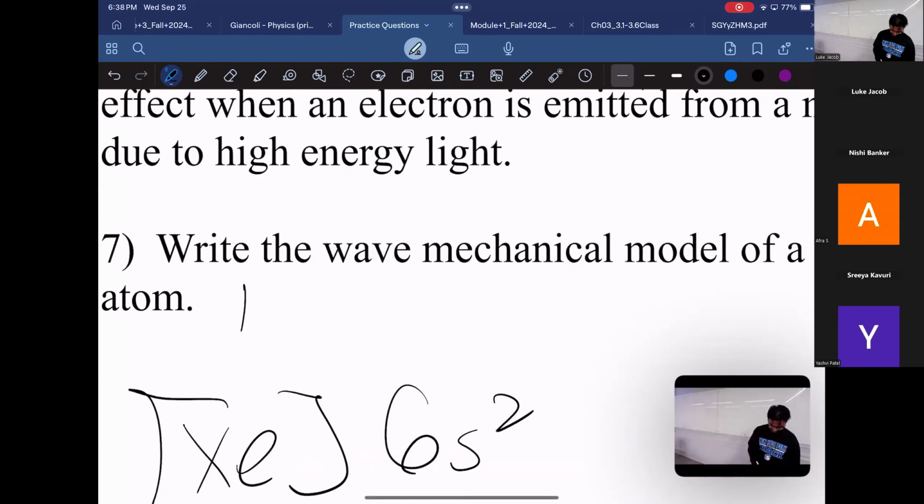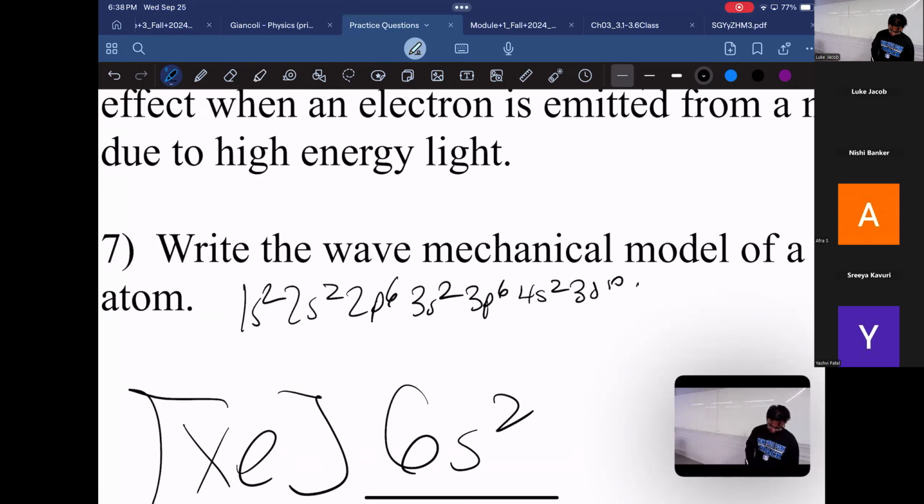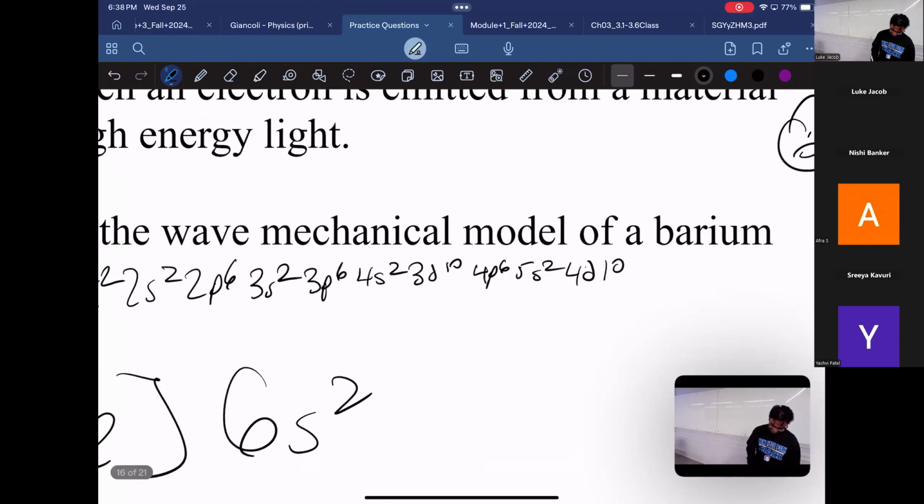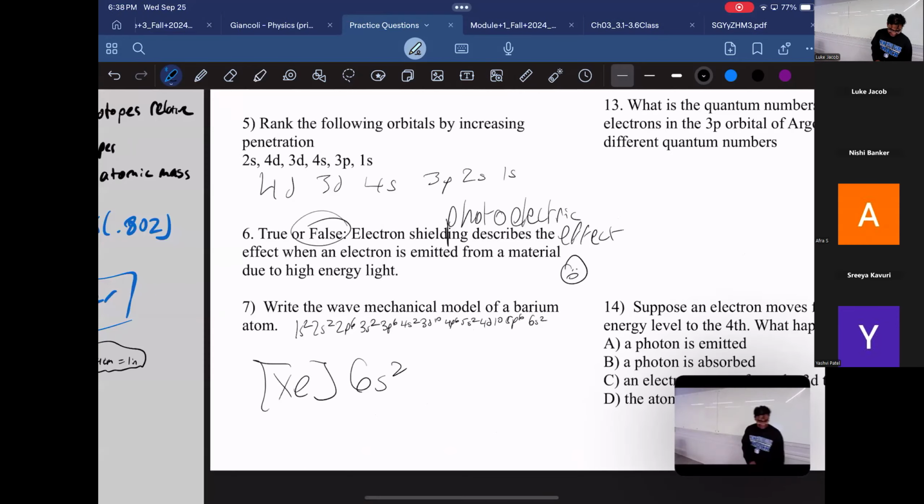Okay, I could do 1s2, 2s2, 2p6, 3s2, 3p6, 4s2, 3d10, 4p6, 5s2, 4d10, 5p6, 6s2. Okay, all right, moving on.